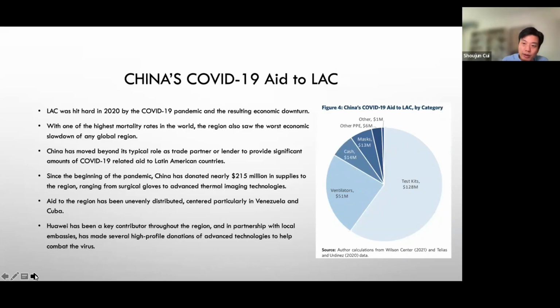It's not only from the Chinese central government, but also from China's provincial and local governments, and also from Chinese companies like Huawei. So Huawei is a key contributor. Huawei, the company, made some high-profile donations of advanced technology to help combat the virus.